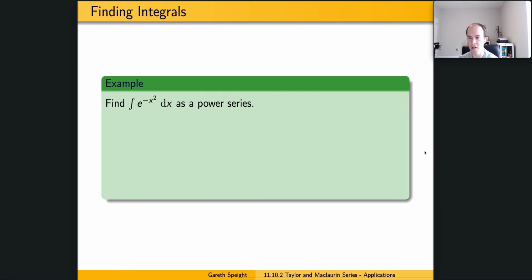But there is no nice way to find an antiderivative of e to the minus x squared in terms of elementary functions that we're used to. So you need some other way to do it, numerically or with power series. So that's what we're doing. So the first step is to find a series for e to the negative x squared.